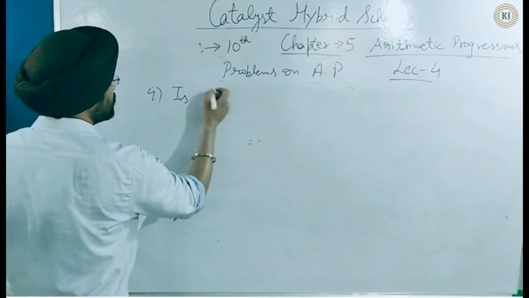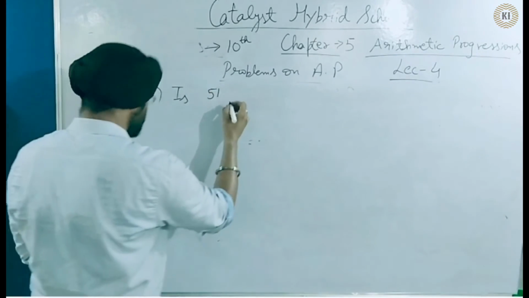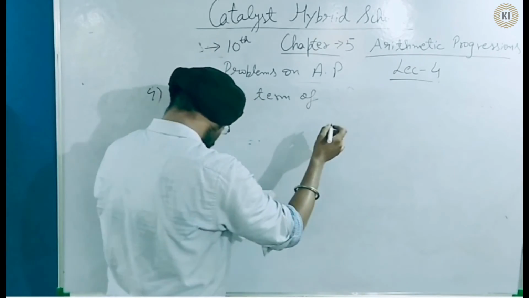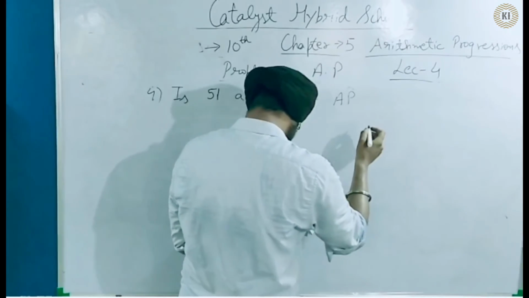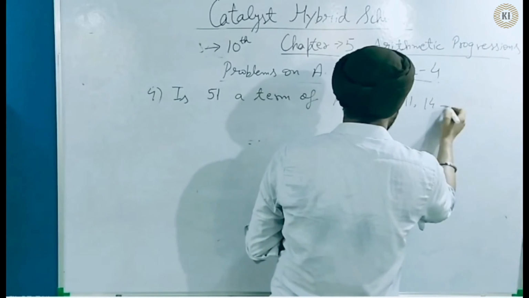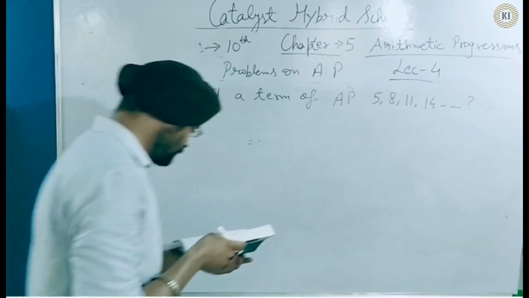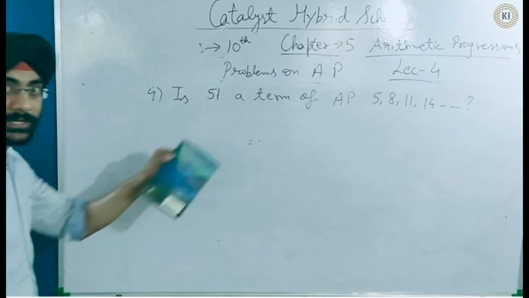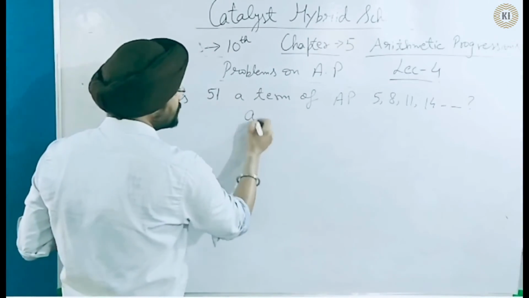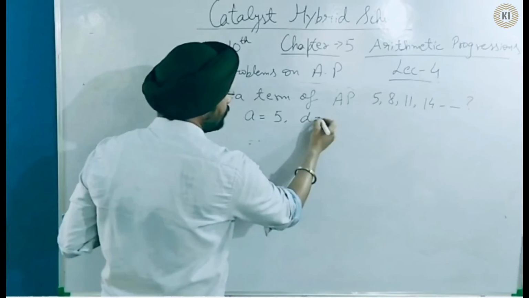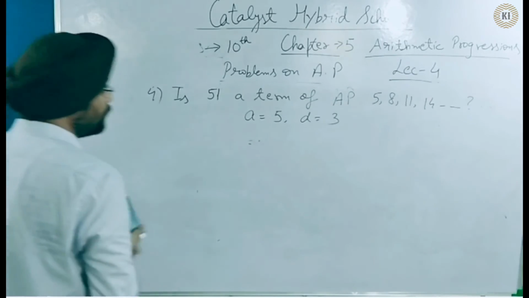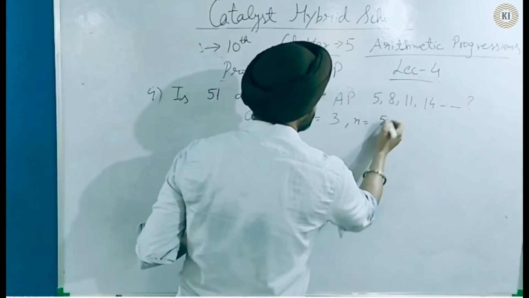Is 51 a term of AP 5, 8, 11, 14 and so on. So in this question you have to calculate whether 51 is a term of this AP. So just see, value of a is 5, value of d is 8 minus 5, that is 3. Value of n here is to be found, and the term is 51.